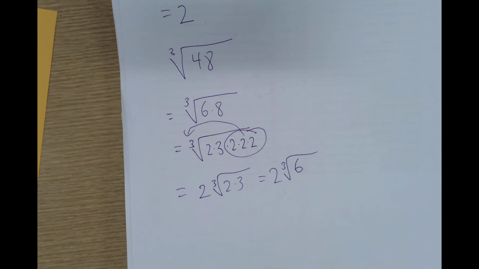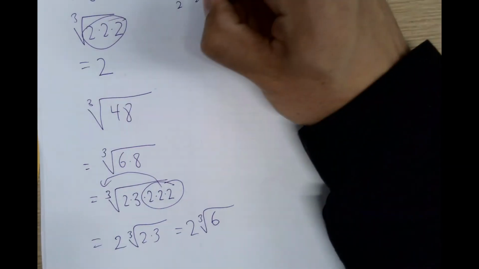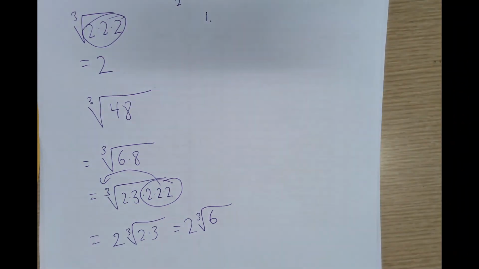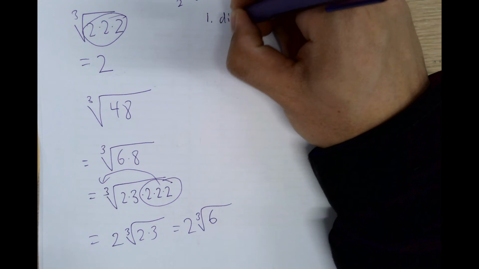So before I let you go and do your homework, there are some rules that I want you to remember. Let's just go over them. They're just refreshers. Okay, so rule 1, how do we know something is divisible by 2? If it's even.